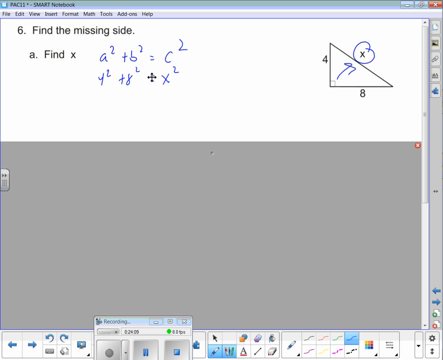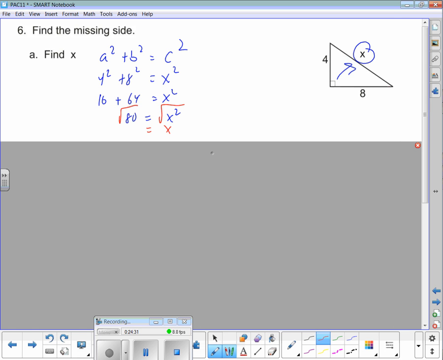So the way to proceed, usually you'll simplify 16 plus 64, 64 plus 16, that's an 80 equals x squared. Now I'm ready to take the square root of both sides, right? No plus or minus, because distance isn't negative for a triangle.